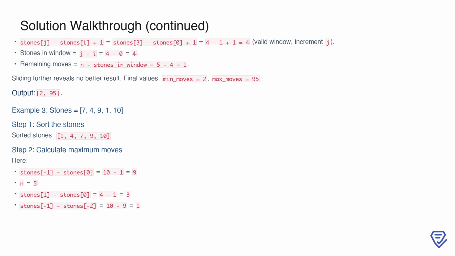Now, let's move to a third example with the stones 7, 4, 9, 1, 10. After sorting, the array becomes 1, 4, 7, 9, 10. For the maximum moves, we calculate the gap between the first and last stones as 10 - 1 = 9, the number of stones is 5, and the smallest gap on either end is the minimum of 3, from 4 - 1, and 1, from 10 - 9. Substituting these values into the formula gives 9 - 5 + 2 - 1 = 5. So, the maximum number of moves is 5.